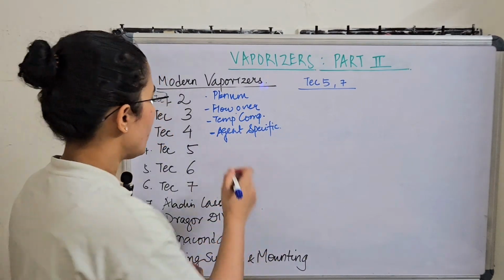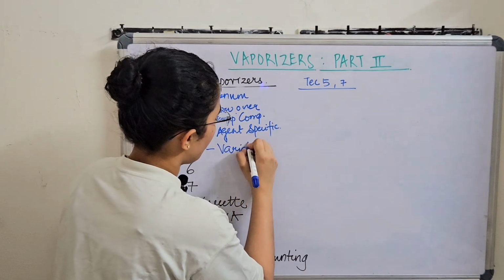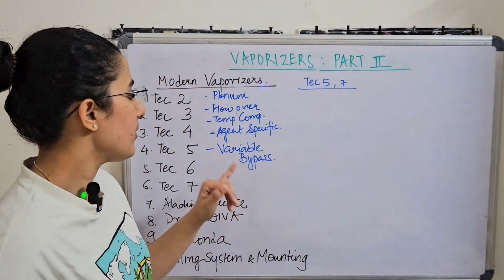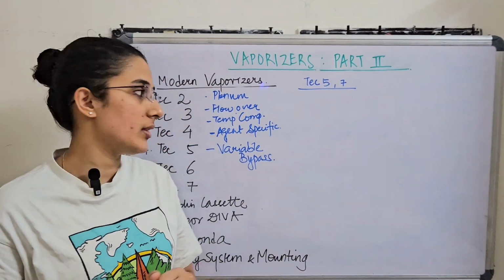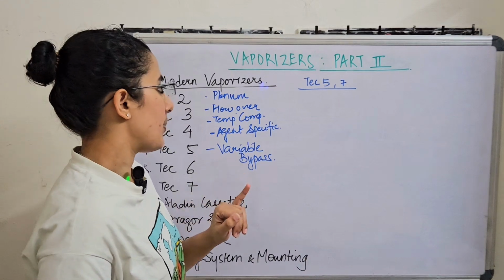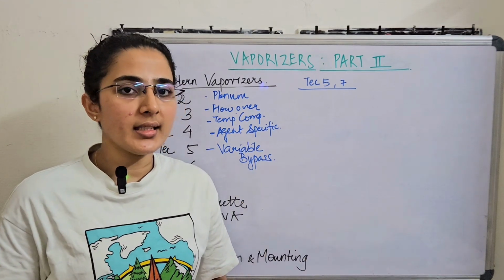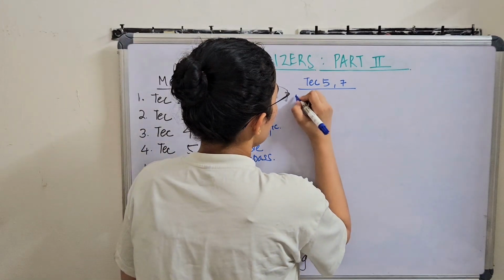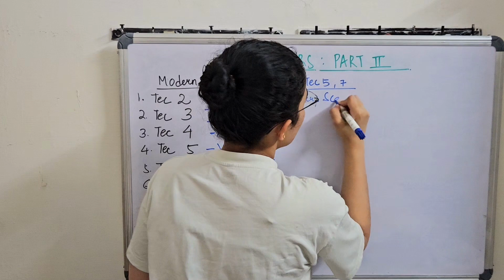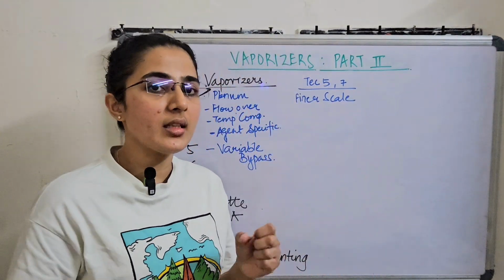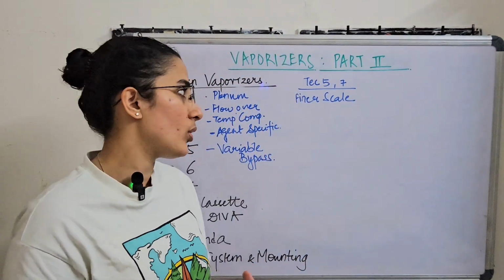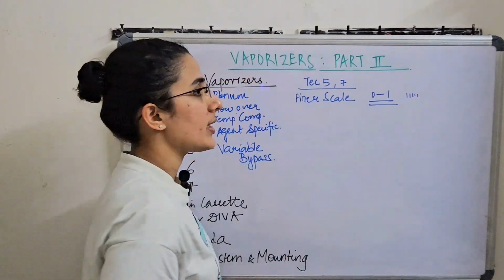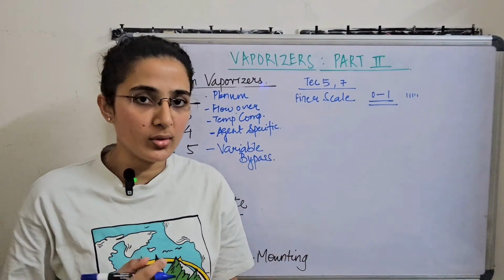Kindly note I left out one more point, that is variable bypass. This was one of the points which also applies to all the Tec vaporizers. So variable bypass will also come. In Tec 5 and Tec 7, an improvement over the Tec 4 is that they have finer scales, so that we are able to provide lesser values of the vaporizing agent also. From 0 to 1 you have more graduations present, so that you can give lesser values also.